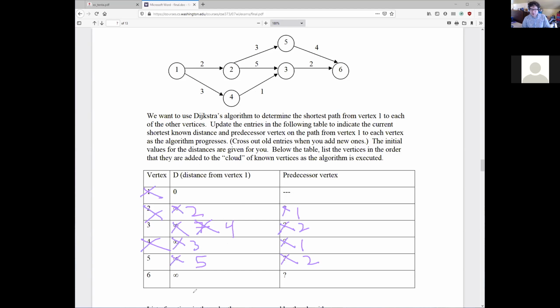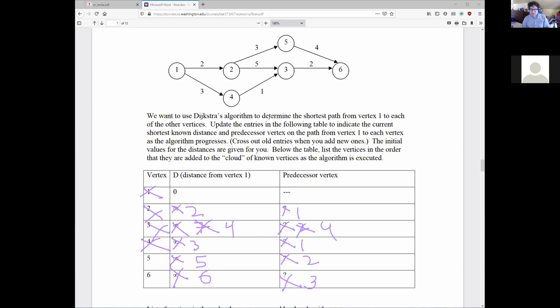So now we've got 4, 5, infinity. Which is smallest? 4 is, so that means node 3 is next. It costs 4 to get to node 3, an additional 2 to get to 6, for a cost of 6. Oh, and I forgot to update 3 to say we get to 3 from 4. Okay. We go to 6 from 3.